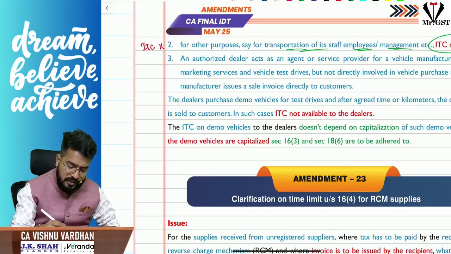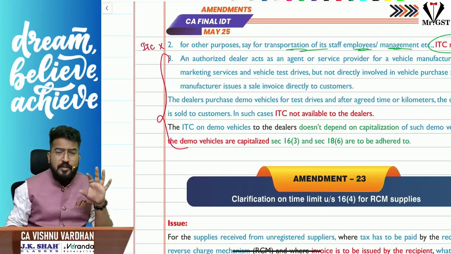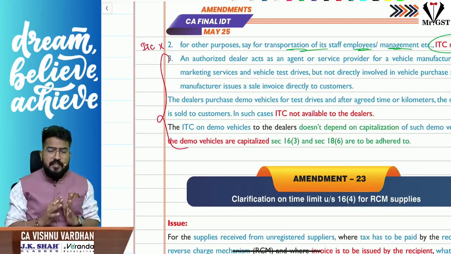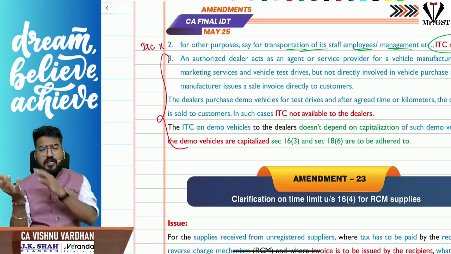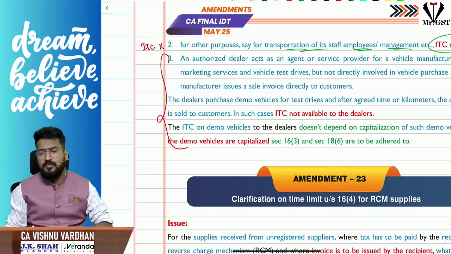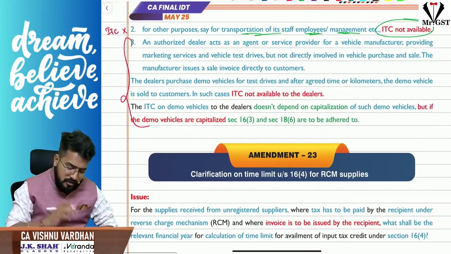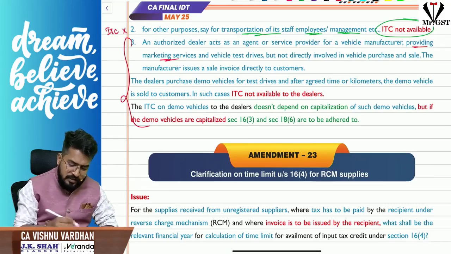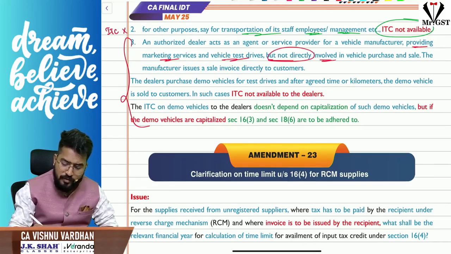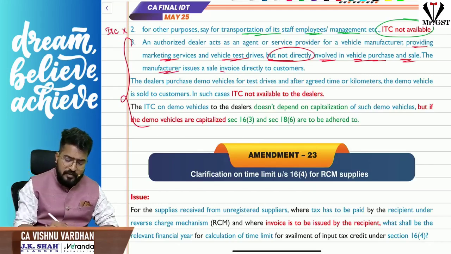The final situation, the interesting part here, is that you are not an authorized dealer who will sell the cars directly to the customer. You are just acting as an intermediary or an agent, where the manufacturer of the cars directly will sell the cars to the customers, but you are acting as an agent to sell the cars and you will take some commission for that. For providing your services as an agent, such as marketing services and vehicle test drive services, you are not directly involved in vehicle purchase and sale.